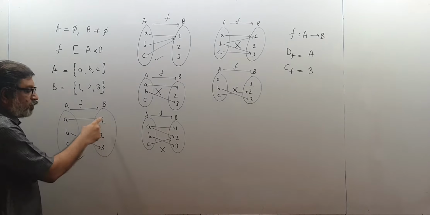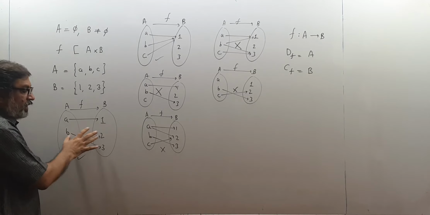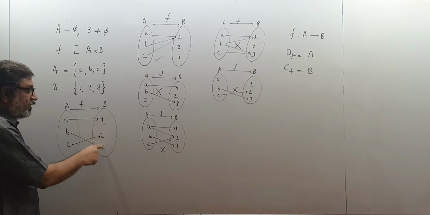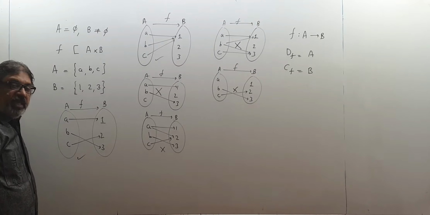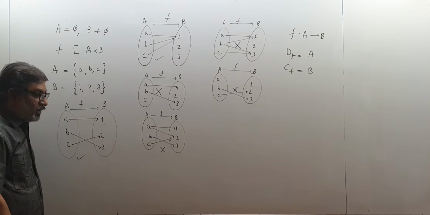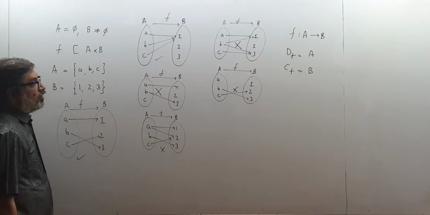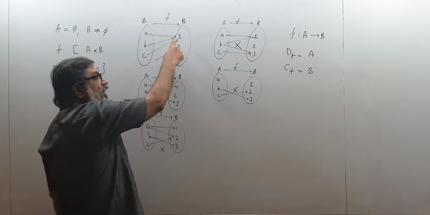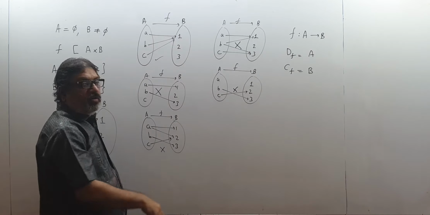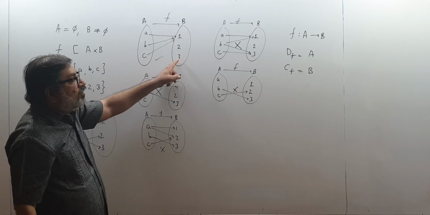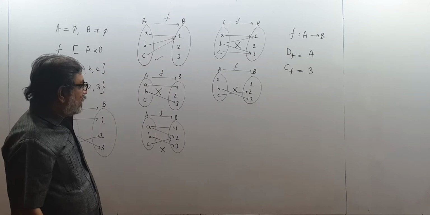Whichever elements are corresponded by these elements, means whichever elements are shot with arrows, they will be included in the range of the function. So what is the range over here? 1, 2, 3. What is the range? Only 1, because only this soldier was shot. So codomain is 1, 2, 3, but range is only 1.